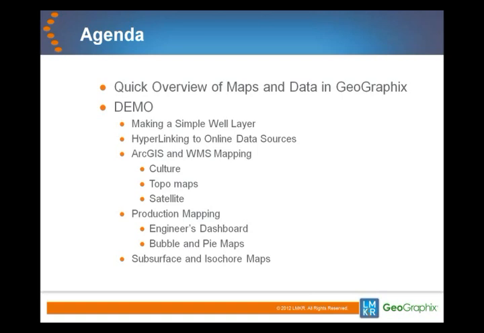We'll create a subsurface contour map of a highly productive formation in the area. That's the Arbuckle Formation. And the Arbuckle has produced a lot of oil. It's like 1 billion barrels of oil during the last 100 years. So it's very prolific. And finally, we'll do some production mapping with the new Engineer's Dashboard tool.